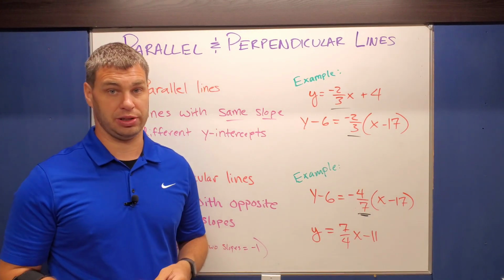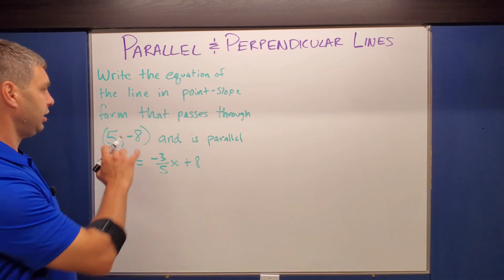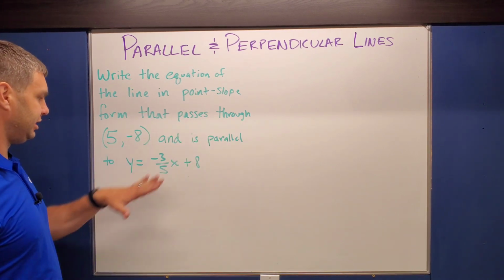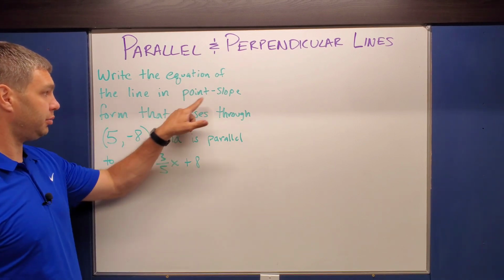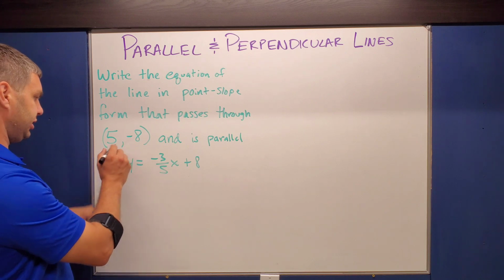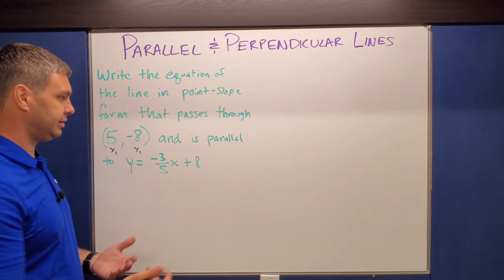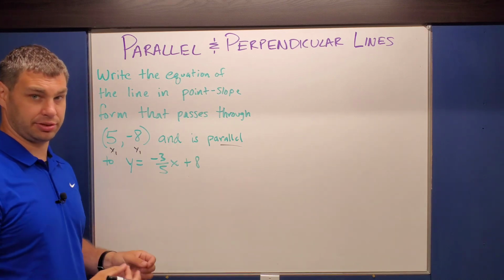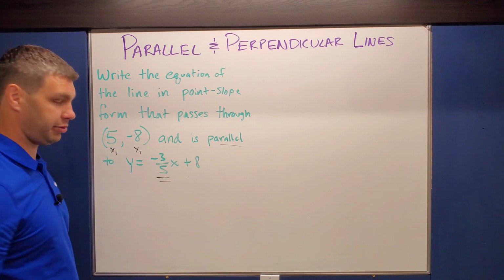Let's try some examples with those. All right, this says to write the equation of the line in point slope form that passes through 5, negative 8, and is parallel to y equals negative 3/5 x plus 8. So, all right, point slope form, we need a point and we need a slope. Okay, I have the point, which is good. This is going to be my x1 and y1. And then the slope that I need, since this is parallel, it has to be the same slope as the line that I already have. And so the slope in this problem is negative 3/5.